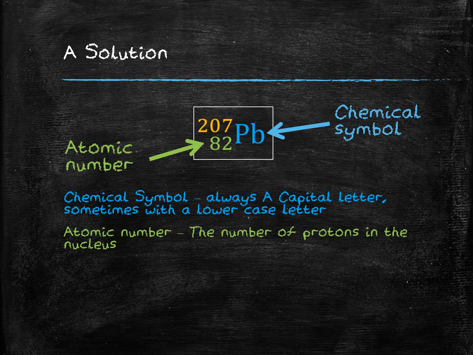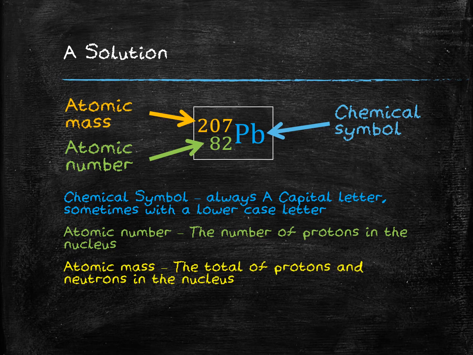You've got the atomic number, which is the number of protons in the nucleus, and fundamentally, that's the key thing for identifying the element itself. That atomic number and that chemical symbol, if I have either of those, I know exactly which element I'm dealing with. I know exactly how many protons there are in that nucleus. On top of that, we have the atomic mass, which is the total number of protons and neutrons in that nucleus. So if I want to find just the number of neutrons, I've got to subtract the atomic number from the atomic mass.